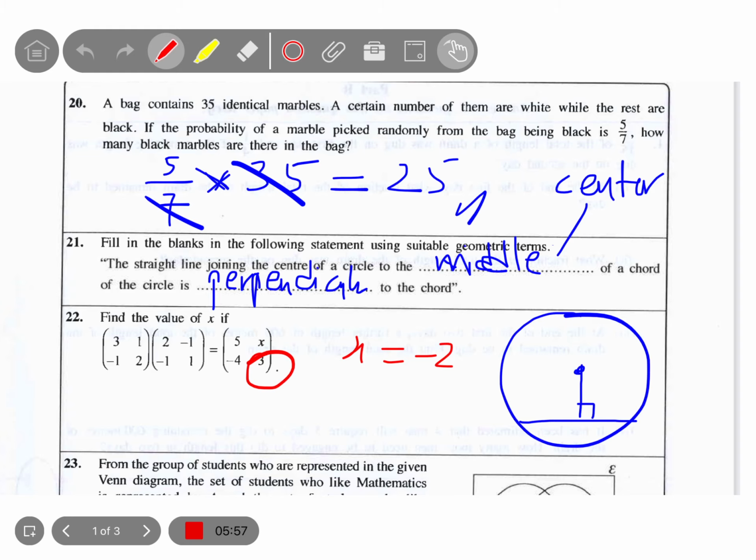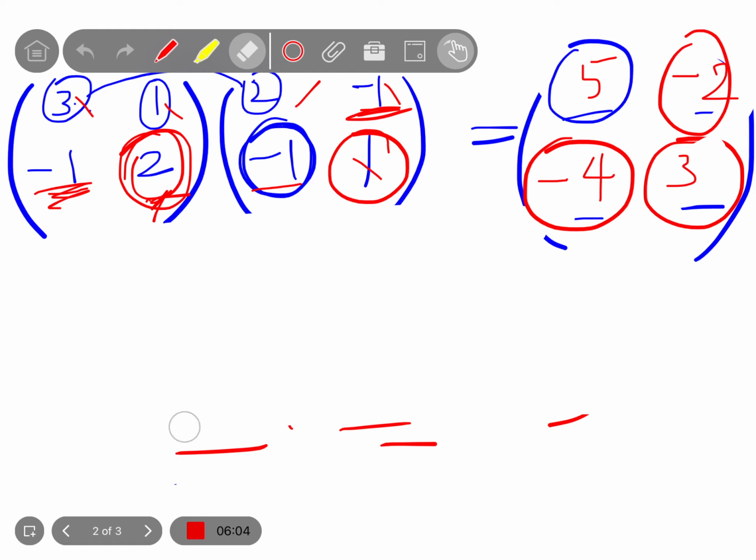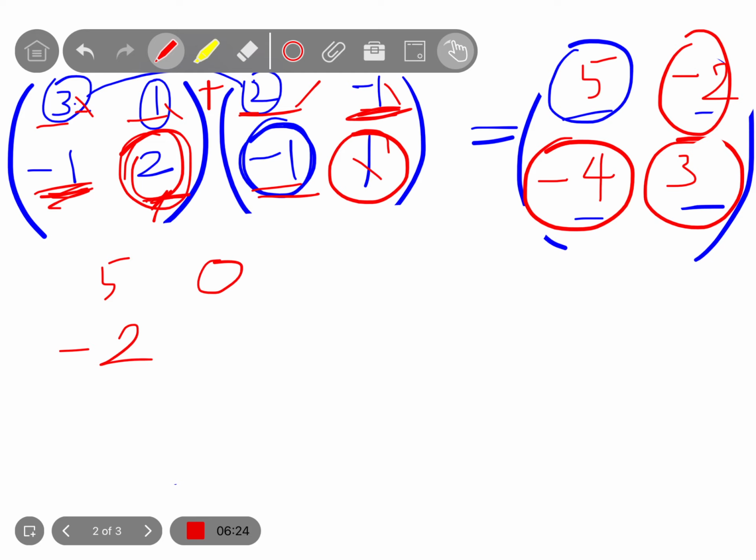So make sure that you study how to multiply matrices. Let me quickly revise some other matrix rules as well. If you want to add, we just add the corresponding values. So 3 is added to 2, that is 5. 1 is added to minus 1, that will be 0. Minus 1 added to minus 1 will be minus 2. 2 added to 1 will be 3. So that is the addition of two matrices.